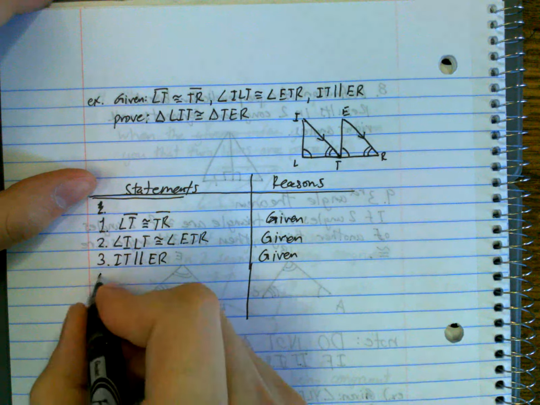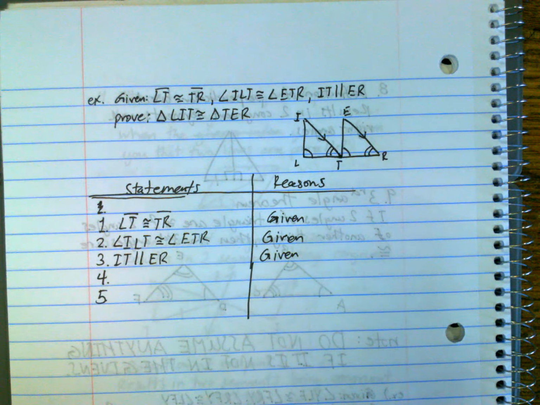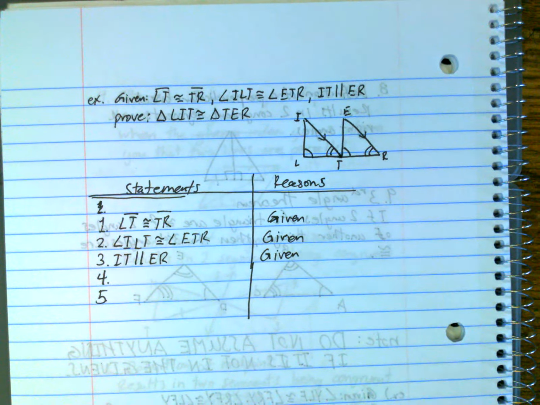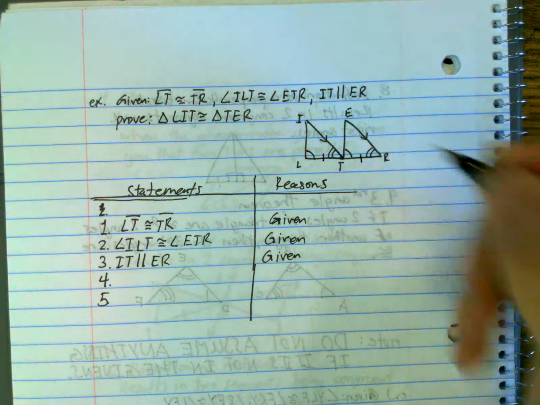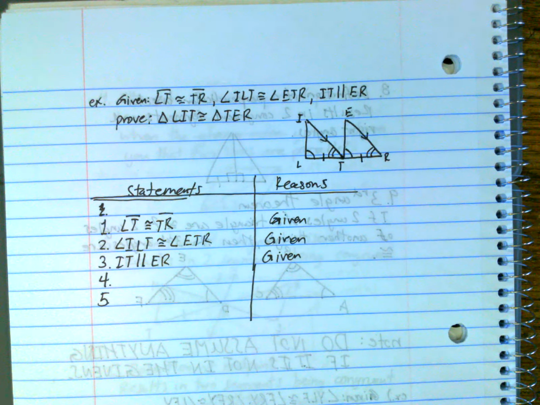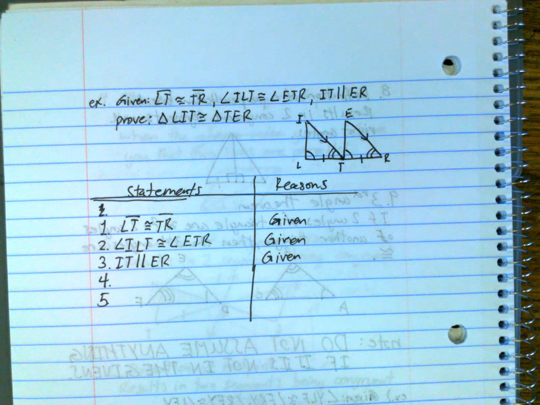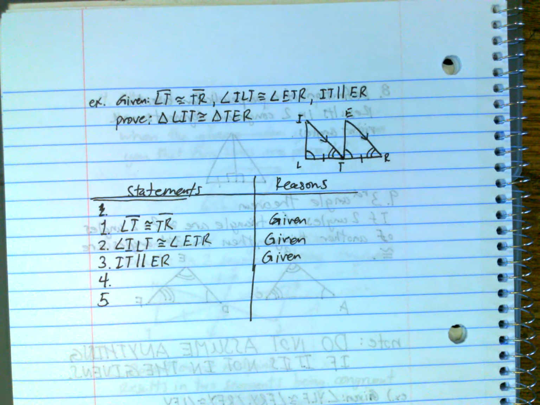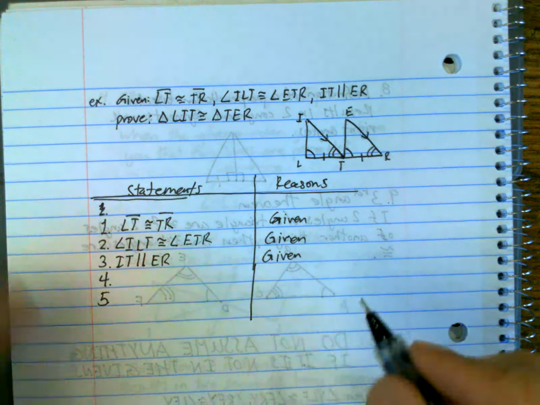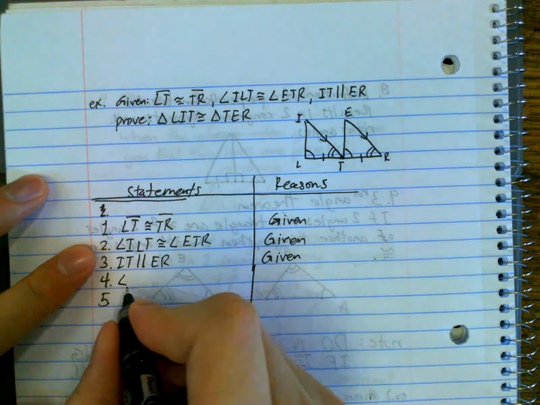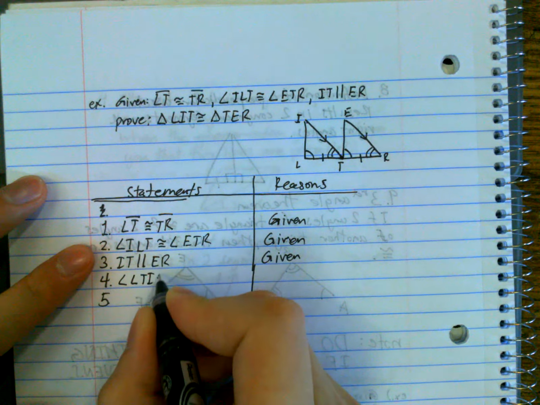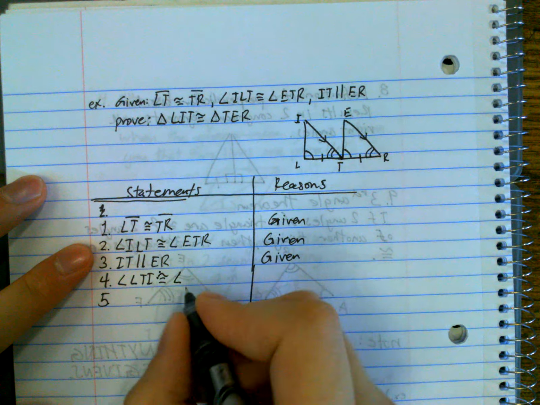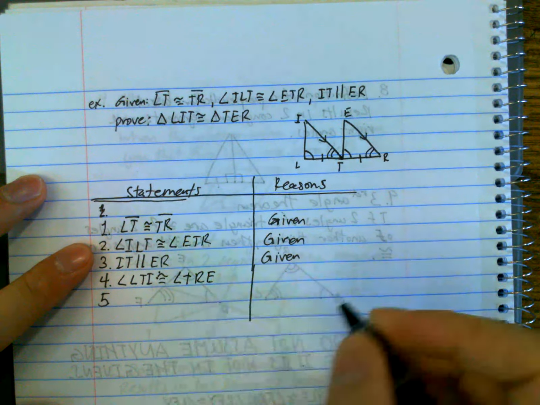Okay, here we go. 4 and 5. Now, we know that these are congruent, and I already marked it by mistake, but we need to prove, because we have an angle, a side, and parallel lines. Well, we know that parallel lines can give us corresponding angles, can they not? So we can say that angle LTI is congruent to angle TRE.